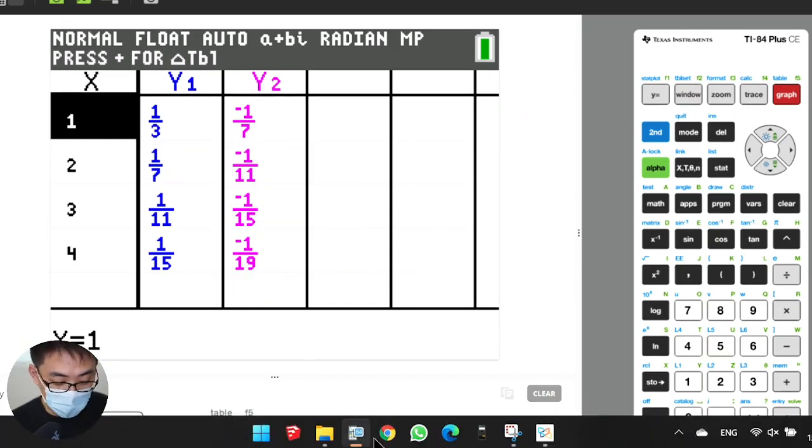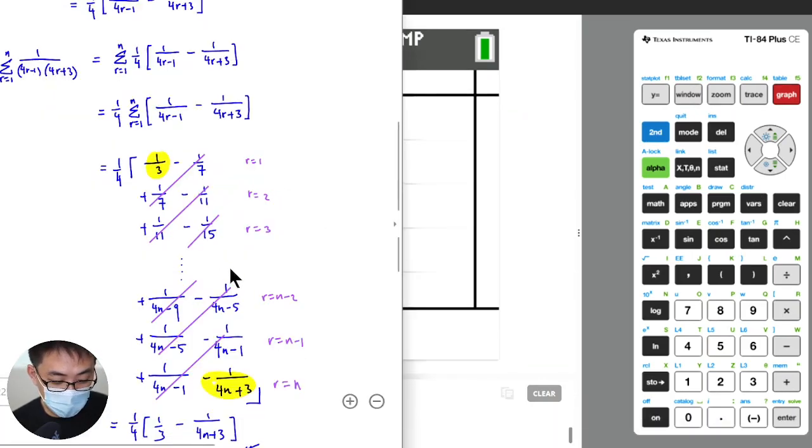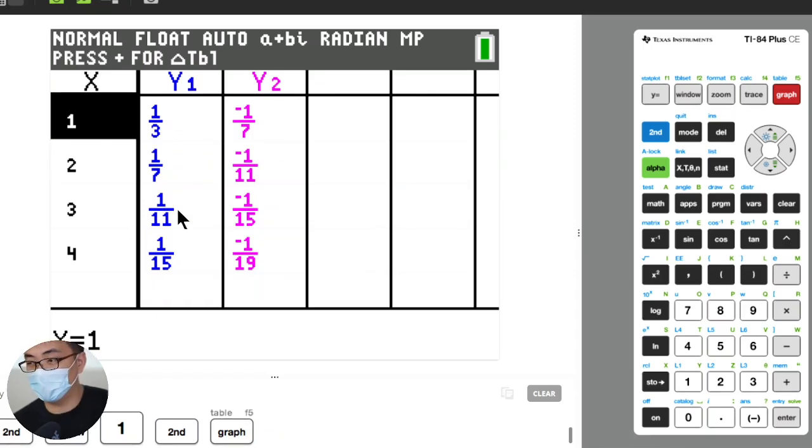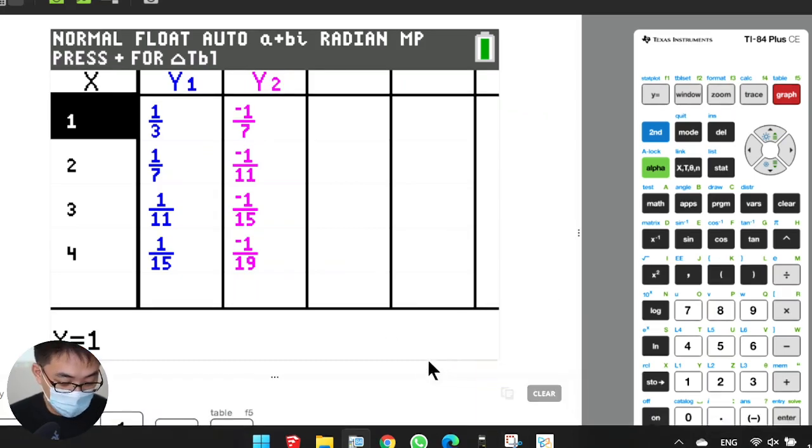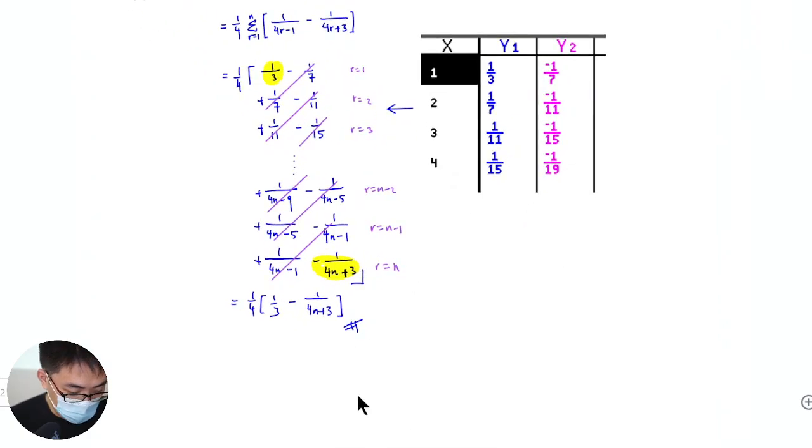So the first few terms, you get 1/3, 1/7. You see this one here? If this is a simple equation, you don't need to do this. But when it becomes more complicated, you can see very clearly that this is a cancelling method. If you add it up, these cancel each other. That's the intermediate step for this method of difference. So how to check your answer?